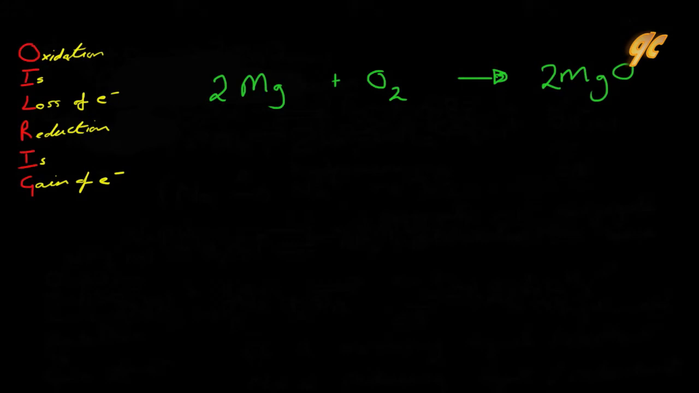Magnesium is an element, therefore it's got an oxidation number of 0. Oxygen is in its elemental form, therefore it has an oxidation number of 0. On the right hand side, oxygen in an oxide, from the rules, has an oxidation number of -2. Therefore, to keep the whole charge as 0, magnesium must have an oxidation number of +2.